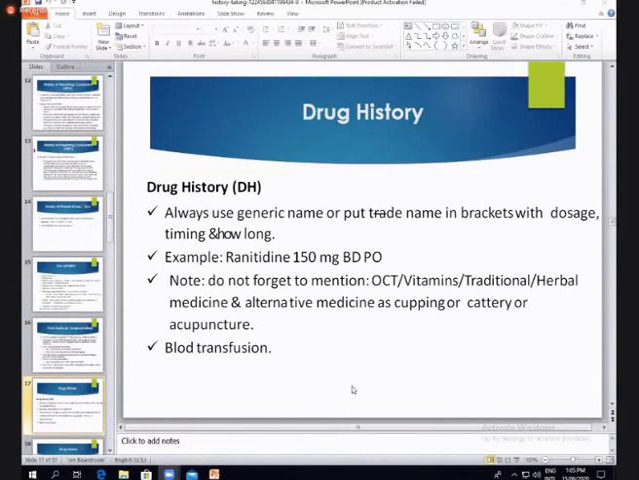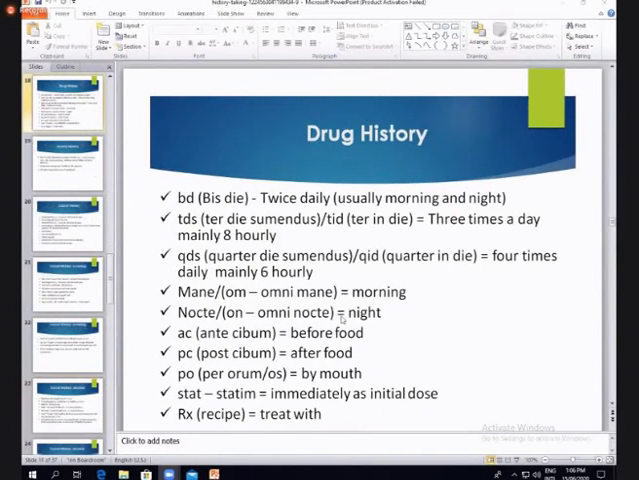And you also need to inquire in particular about over the counter medications and any ayurvedic medications, because they can have a lot more association with the symptoms. Other than that, you need to be aware of the medical terminologies that are related to the prescription.